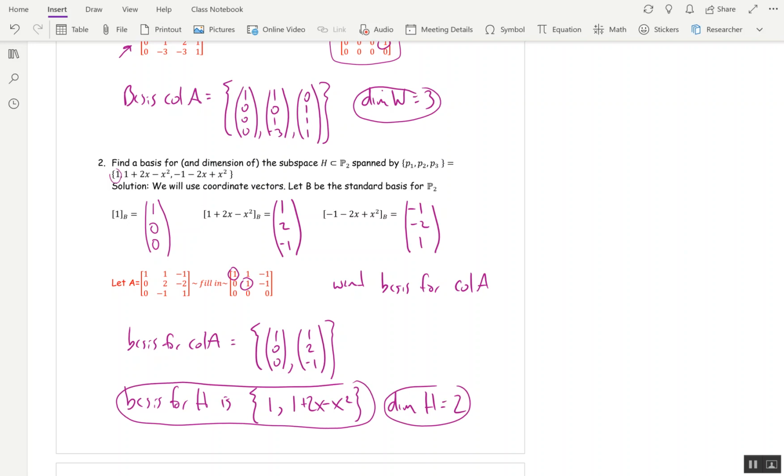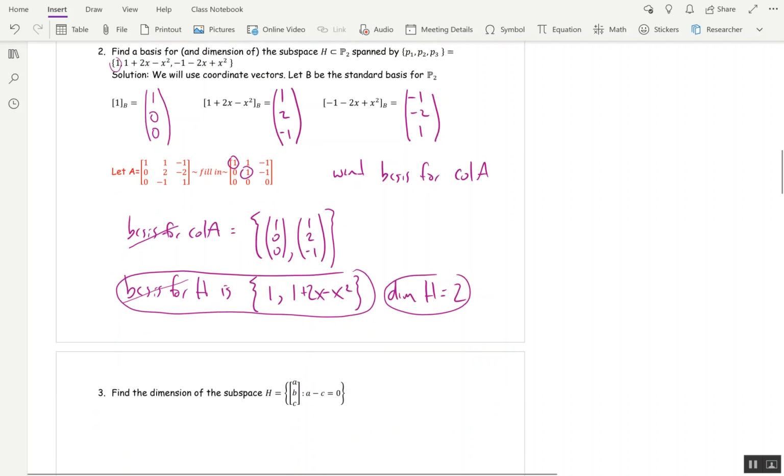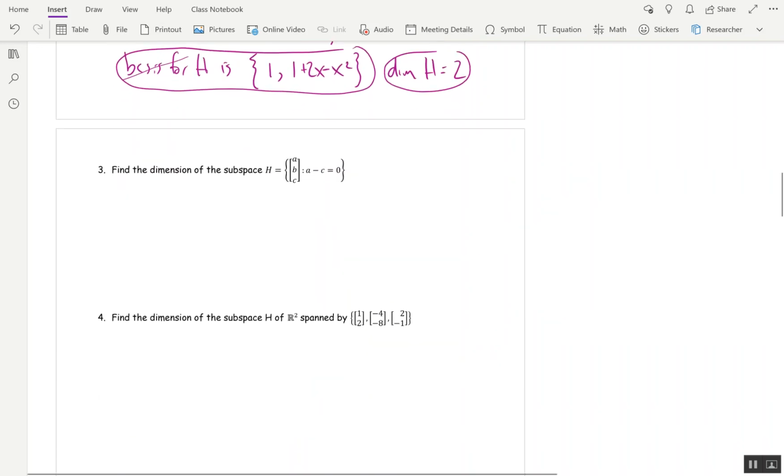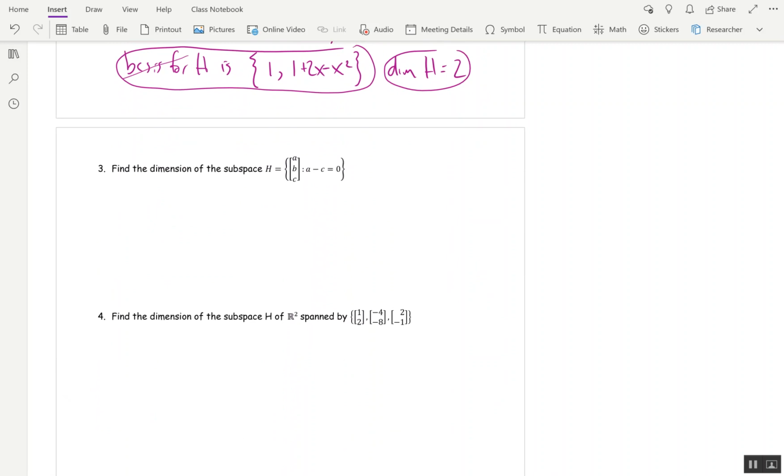And remember, resist the temptation to just write col A is this set, or H is this set, because that's not correct. That's a basis for col A. Col A is spanned by those vectors, but col A isn't just 2 vectors. Those vectors form a basis for col A. So don't be lazy is what I'm saying. Okay. Let's do a couple more.